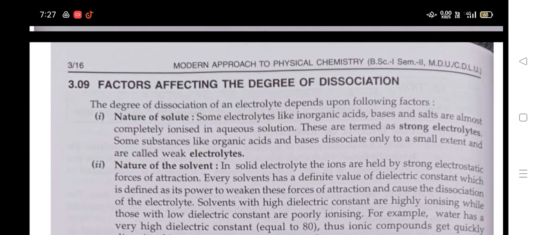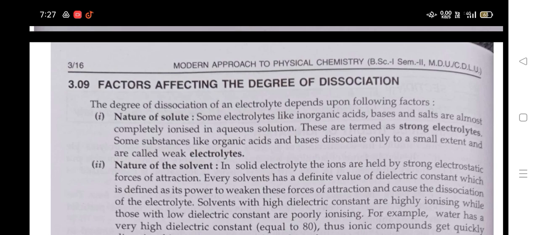Factors affecting the degree of dissociation. First, nature of solute. Some electrolytes like inorganic acids, bases and salts are almost completely ionized in aqueous solution. These are termed as strong electrolytes. Some substances like organic acids and bases dissociate only to a small extent and are called weak electrolytes.